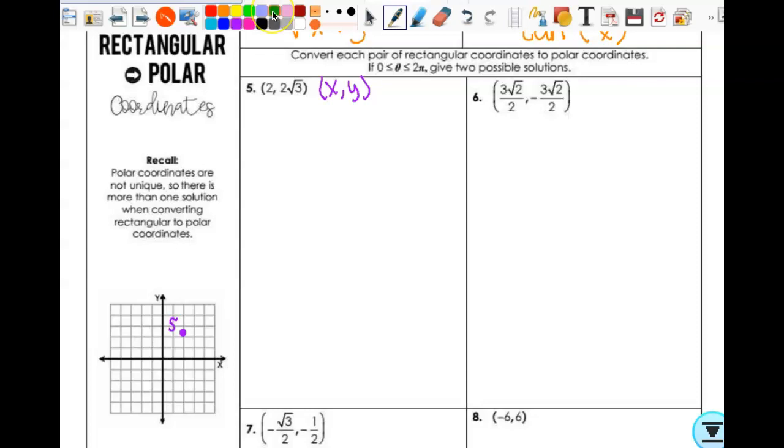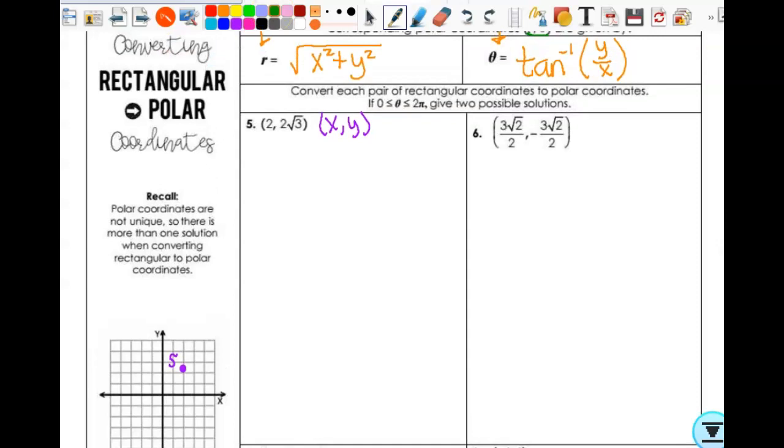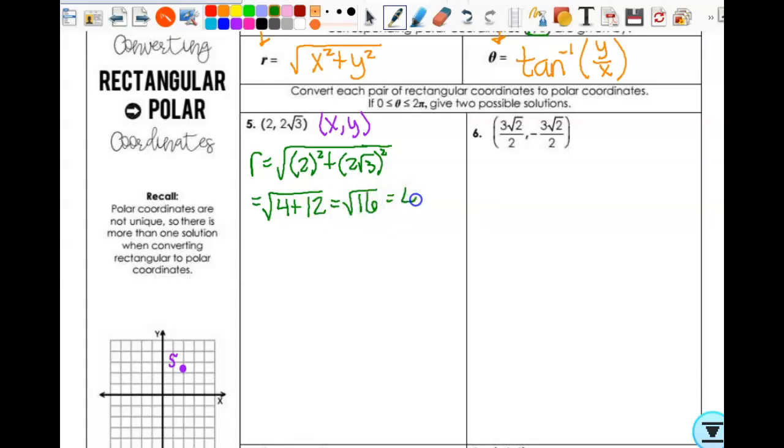All right, so I need r, right, for my x and y. So r is equal to the square root of 2 squared plus 2 square roots of 3 squared. What's 2 squared? 4. What's 2 square roots of 3 squared? How do you square that? That's 12. So that's the square root of 16, which is 4.